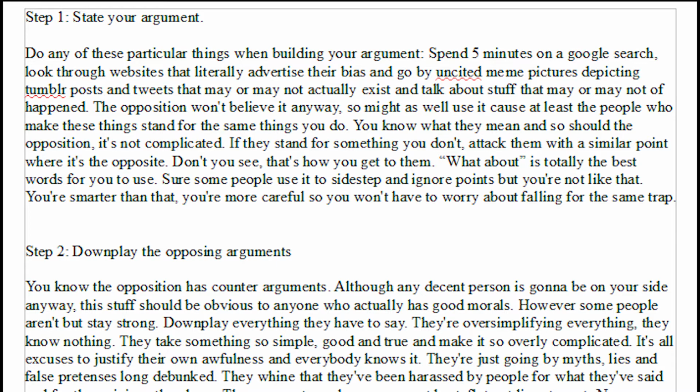The opposition won't believe it anyway, so might as well use it, because at least the people who make these things stand for the same things you do. You know what they mean and so should the opposition. It's not complicated. If they stand for something you don't, attack them with a similar point where it's the opposite. Don't you see? That's how you get to them.